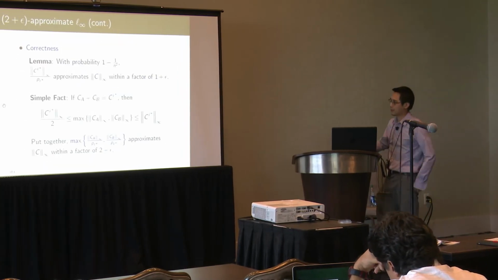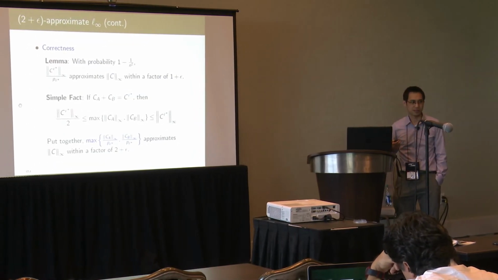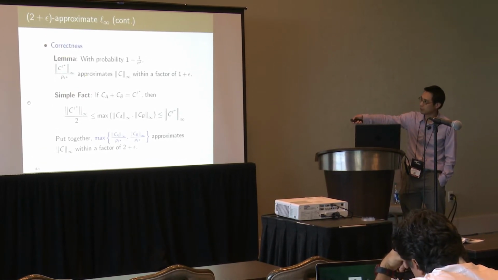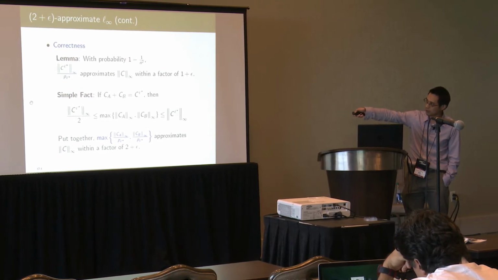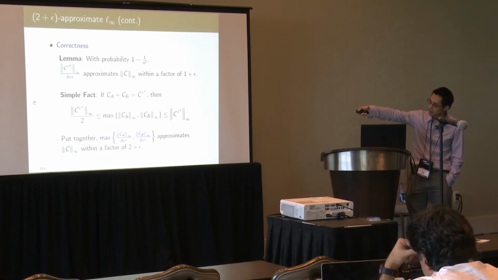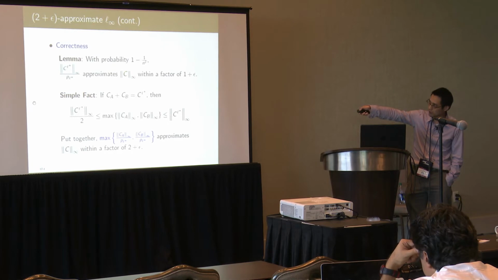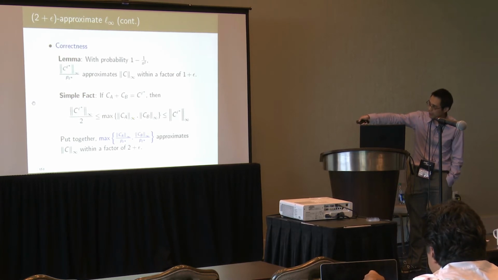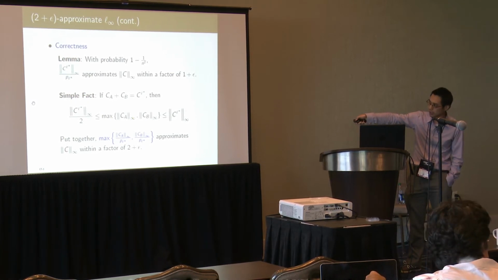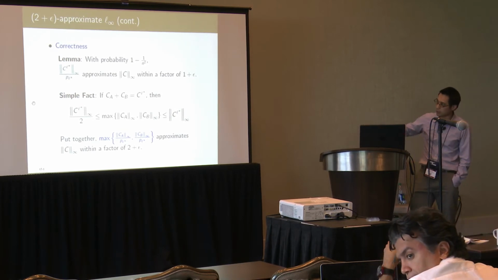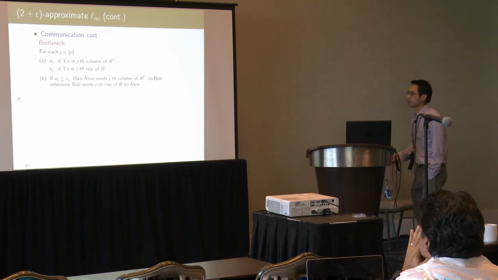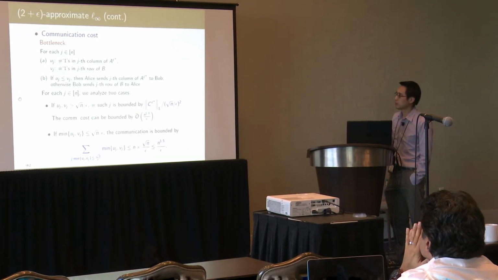Okay, so the analysis, because of time, I will skip. But I think this line is simple because basically we can show that after subsampling this approximates the original L infinity norm of C to within a 1 plus epsilon factor, and we also have this. So the max of these two is a 2 approximation of the L infinity norm of C_L star. And combining these two, we get a 2 plus epsilon approximation. Okay, so I will skip the communication cost analysis.